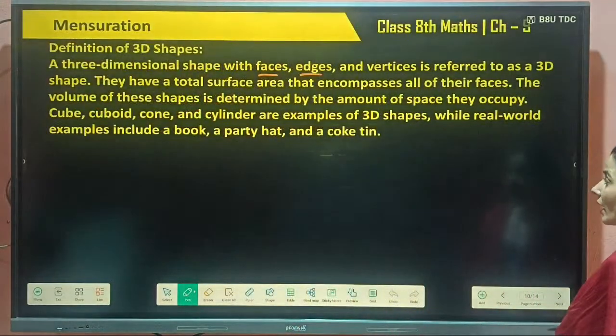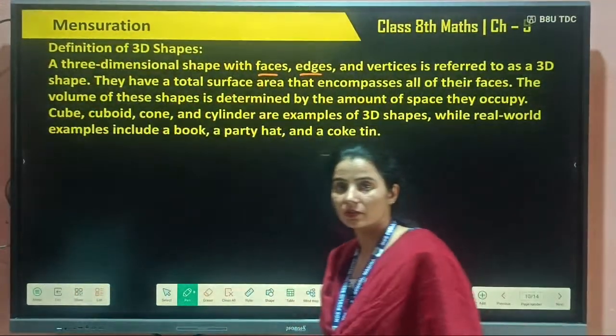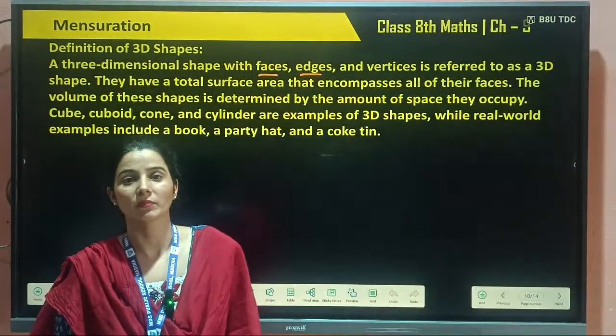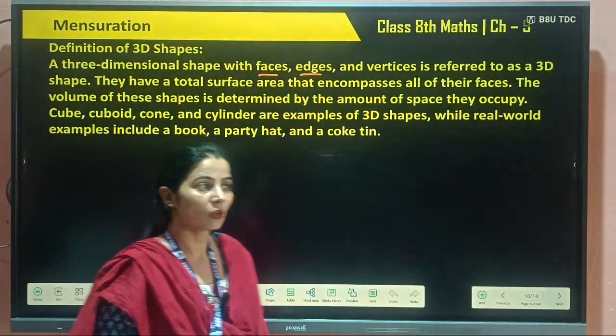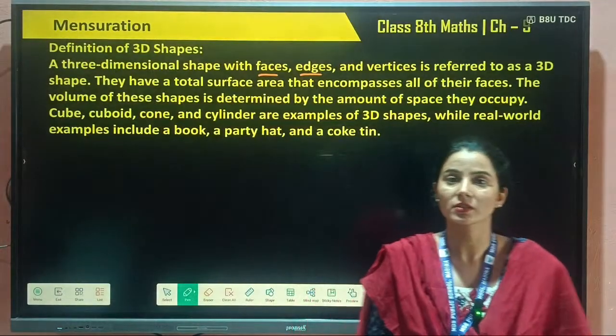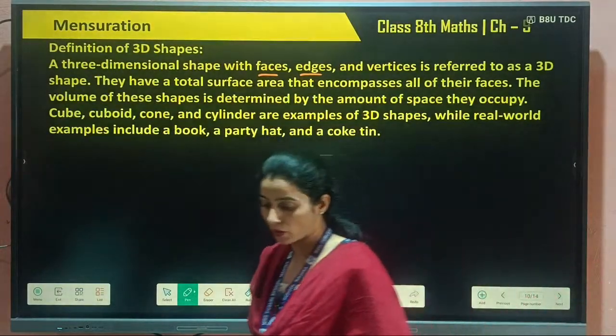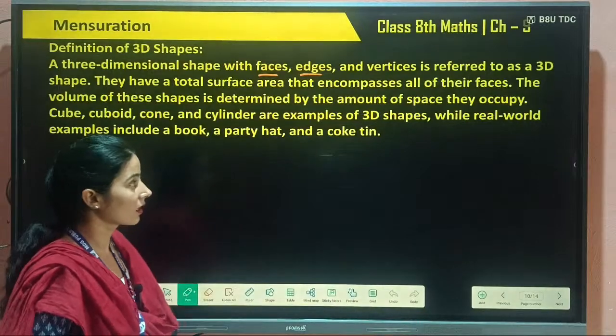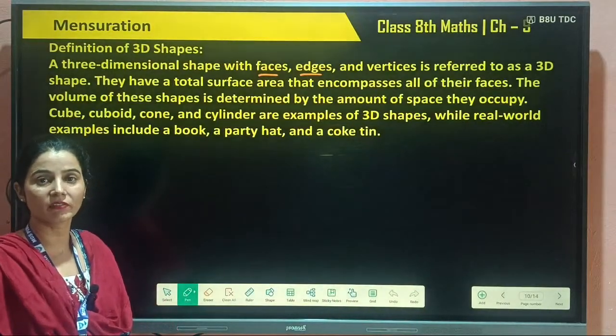So we have discussed all 2D figures, their areas and perimeters, and I told you almost all the proofs of the areas of these 2D figures. Let us see. Now we are going to start our 3D figures.